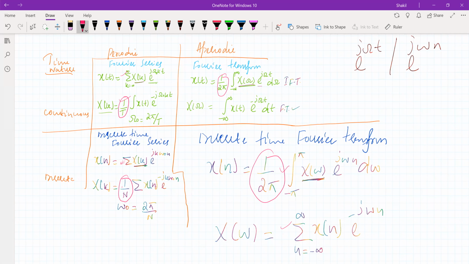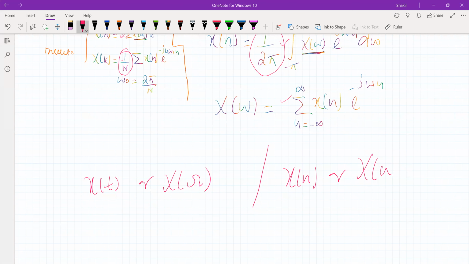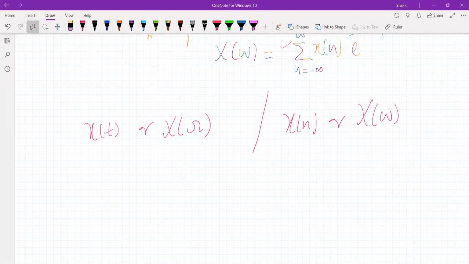Now, this is the time domain representation, which means you can express x of t as a weighted sum of sinusoids, and the sinusoids we are using are complex sinusoids. And this X of omega is the coefficient. Now, please remember that whether I say x of t or X of omega, or this x of n or X of omega, this is a very, very important point.